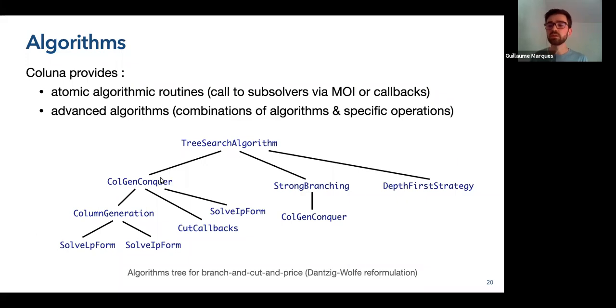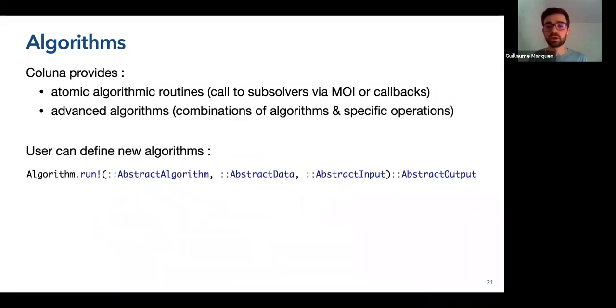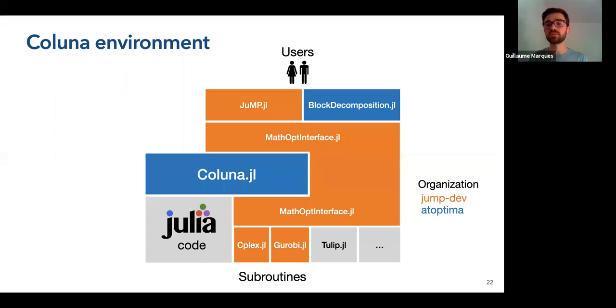Okay. And you can define a new algorithm. So there is an interface, but I will not go into details, and the names may change. Abstract algorithm, they are the parameters. Abstract data contains the reformulation and additional data, but we have to change this name because it can be anything. And we have input and output. Okay. So that's an overview of the Coluna environment.